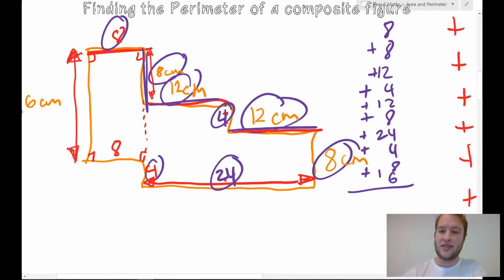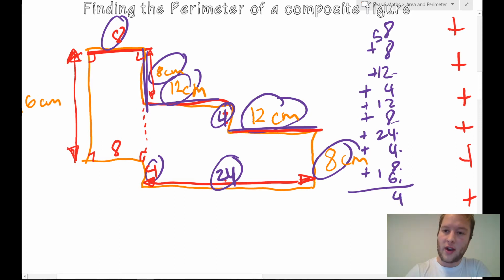So 8 and 8 is 16, plus 2 is 18. I might just jump this 4, just add 2 to make it 20. Now add the 4 to make it 24. 24 plus 8 is 32. 36. 36 plus 4 would be 40. Plus 8 is 48. Plus 6 is 54. I'll just double check. Yep, and it was 54. So it's always good to double check.